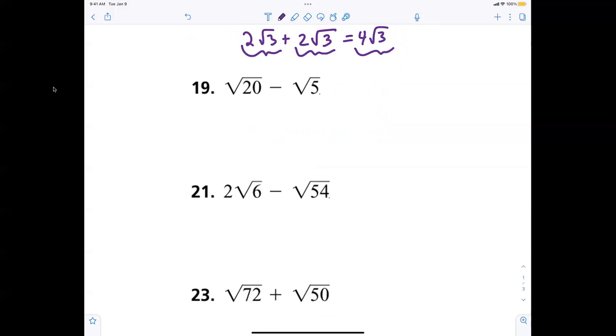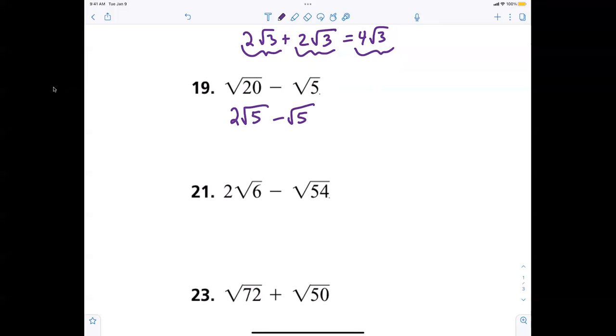1 radical 5. How in the world did you do that? Number 20. Everybody now should be able to say, okay, I see 20 is 4 times 5. I know the square root of 4 is 2. So you should at some point look at that and say, that's just 2 radical 5. All right, that's what I want you to be able to do.